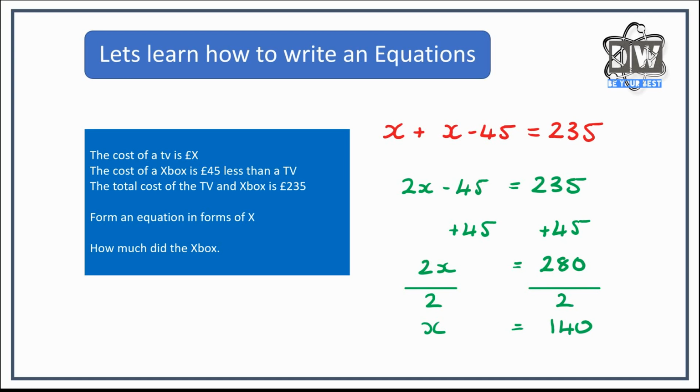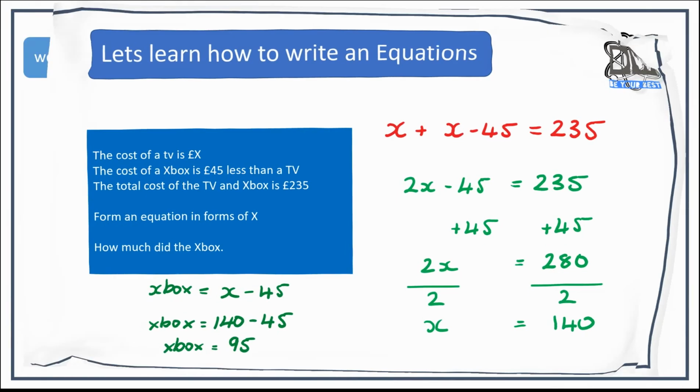But remember that the Xbox does not equal the same as the TV. So the Xbox was x minus 45. So we'd have 140, take away 45. And our answer is the Xbox costs £95.